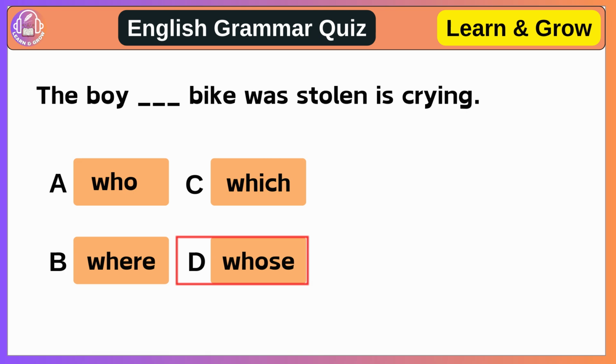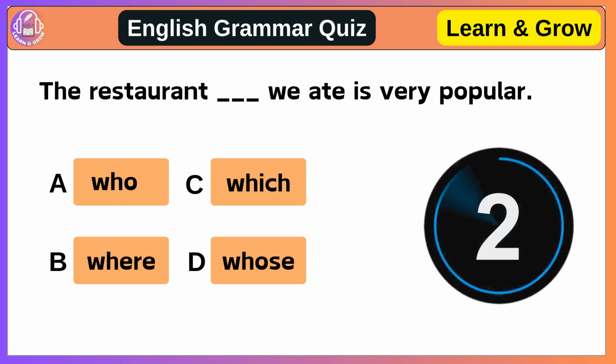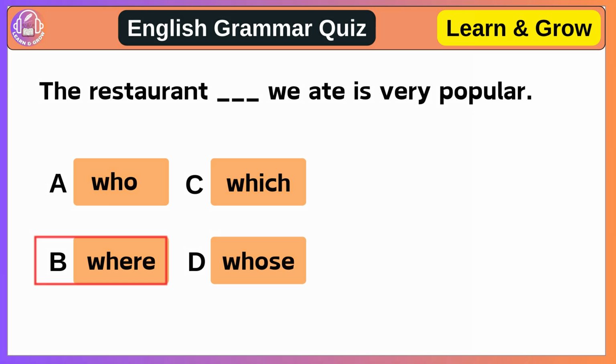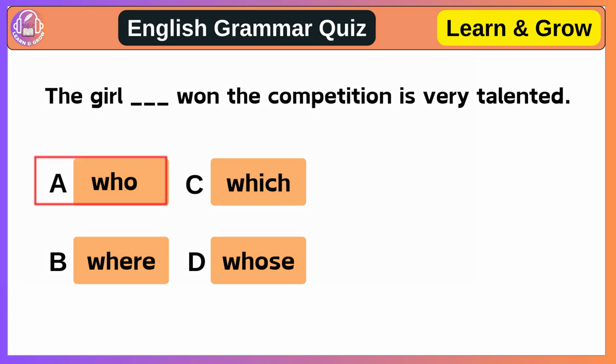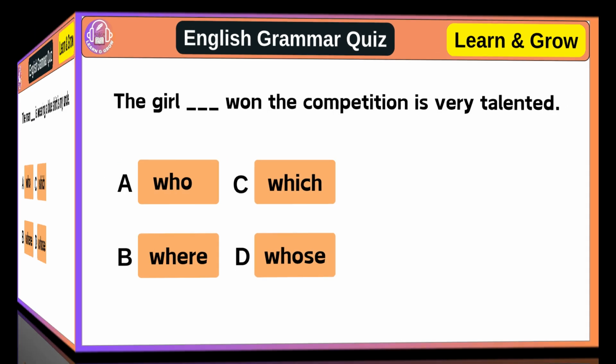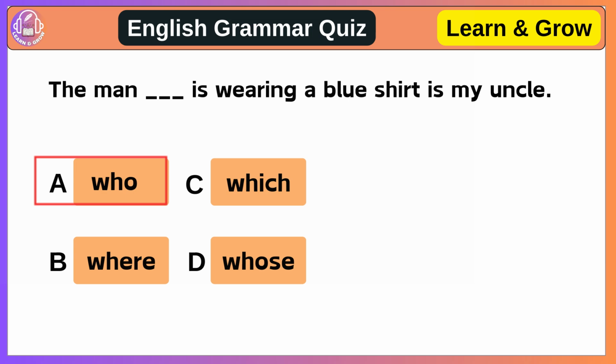Option D. Whose? The boy whose bike was stolen is crying. Option B. Where? The restaurant where we ate is very popular. Option A. Who? The girl who won the competition is very talented. Option A. Who? The man who is wearing a blue shirt is my uncle.